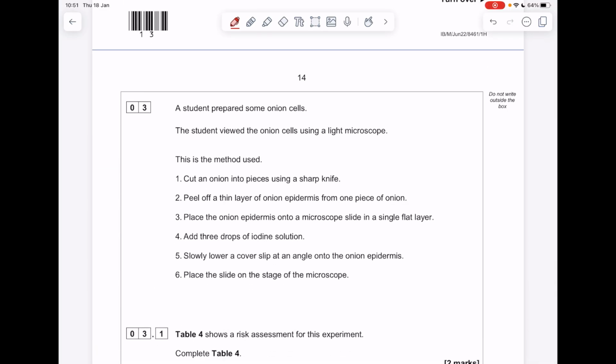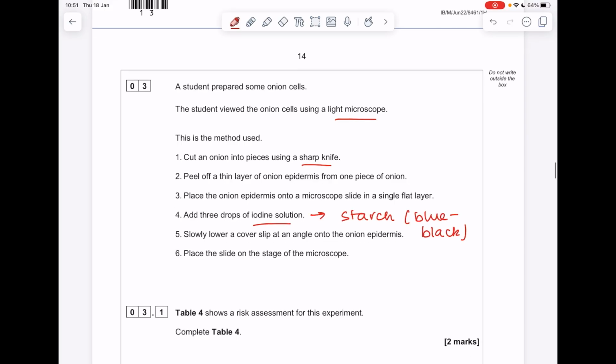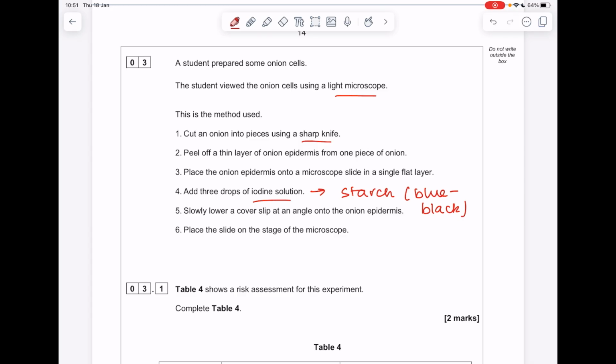A student prepared some onion cells. The student viewed the onion cells using a light microscope. This is the method used. Cut an onion into pieces using a sharp knife. Peel off a thin layer of onion from one piece of onion. Place the onion epidermis onto a microscope slide in a single flat layer. Add 3 drops of iodine. Slowly lower a cover slip at an angle onto the onion epidermis. Place the slide on the stage.